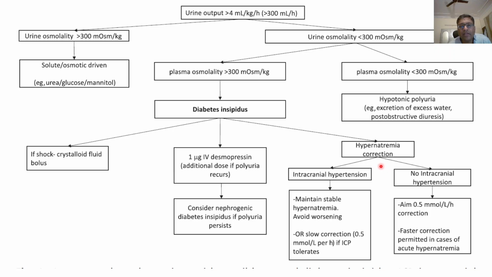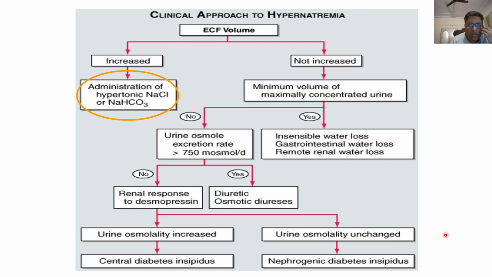For hypernatremia correction, if there is a risk of intracranial hypertension, then you have to maintain a stable sodium and avoid very fast correction. If there is no intracranial hypertension or it is relatively acute hypernatremia, we can aim for a slightly quicker correction of around 0.5 millimole per liter per hour. Usually, sodium fluctuations should not be more than 10 to 12 milliequivalents per liter in one day.